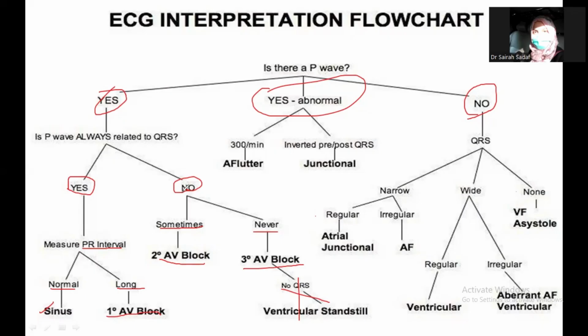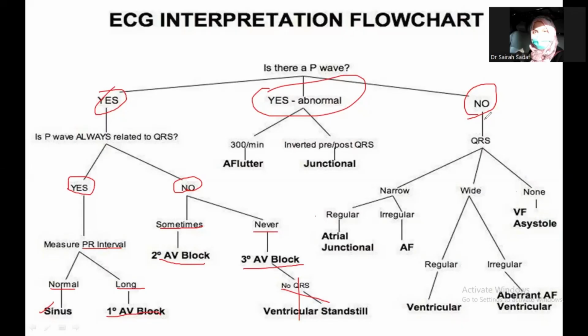Now P wave is related to QRS complex. Sometimes no. And other time totally no. So sometimes when it's not related to QRS complex, it's second degree AV block. But when it's always not related to QRS complex, it will be third degree AV block. Both are coming independently. P wave is totally coming irrelevantly to the QRS complex.